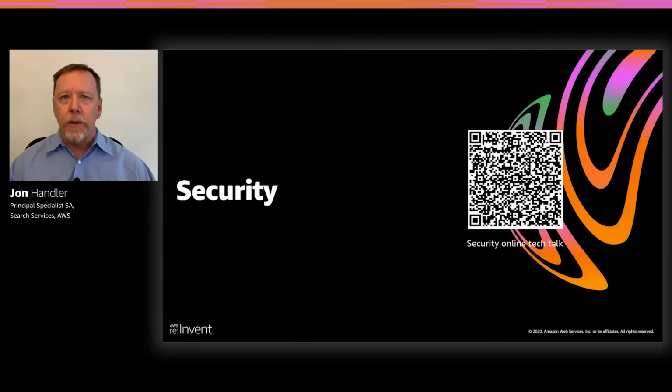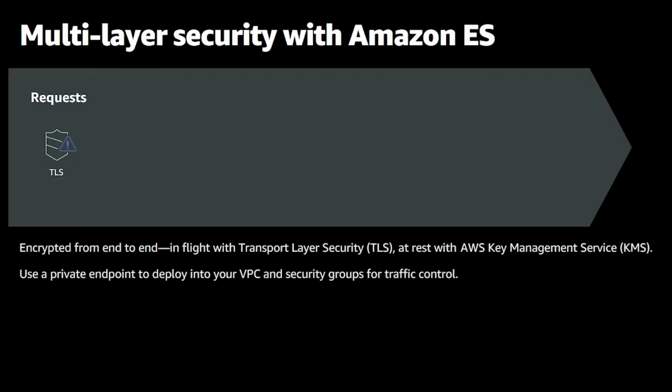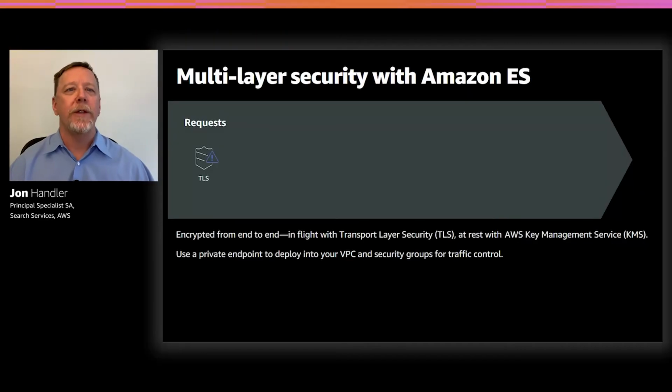I wanted to also cover security in some depth. I do have an online tech talk covering our security features, and we have some exciting developments, some new stuff that we brought out there as well. We'll cover that here. Amazon Elasticsearch service has a multi-layer security model. There are a lot of different points that you can intervene to secure requests and to secure your data to make sure that only the right people are accessing them.